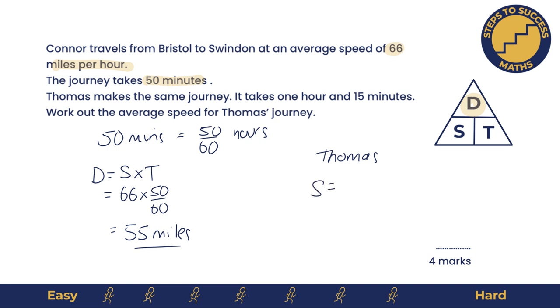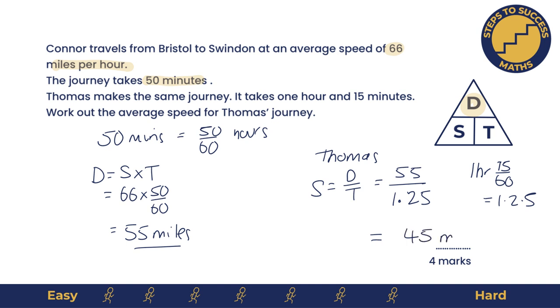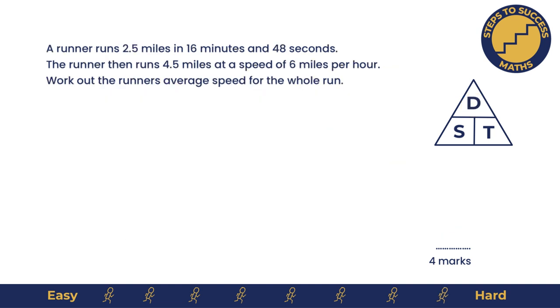Speed is distance over time. 55 divided by. Now, how do we change 1 hour and 15 minutes into just hours? Well, it's 1 hour and 15 out of 60. So 1.25. 55 divided by 1.25 is 44 miles per hour. You need to make sure on this question you write your units because none are given to you. Miles per hour.